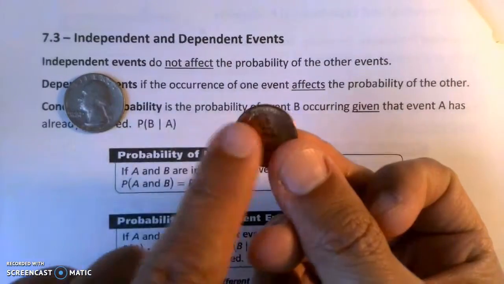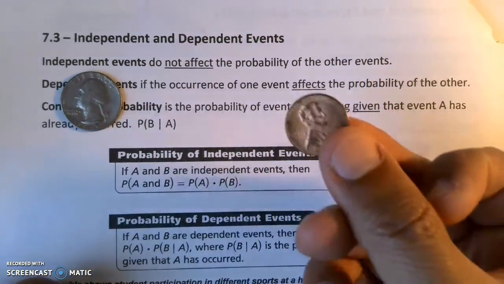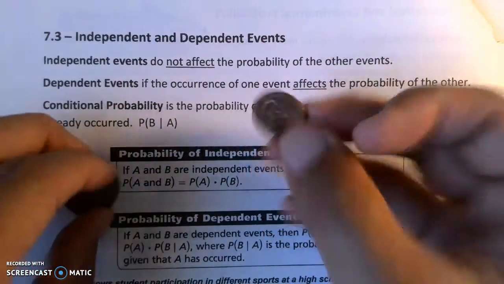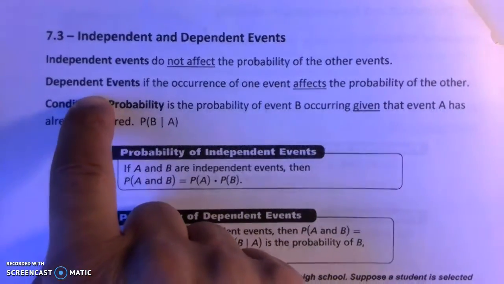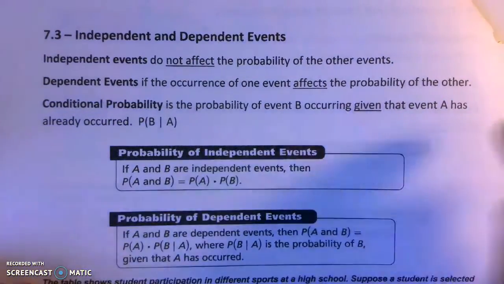quarter, so it's not affected by this guy. So what's the probability of getting a heads on this? It doesn't really matter what I got here. They are totally independent of each other. Dependent events are ones that affect each other.